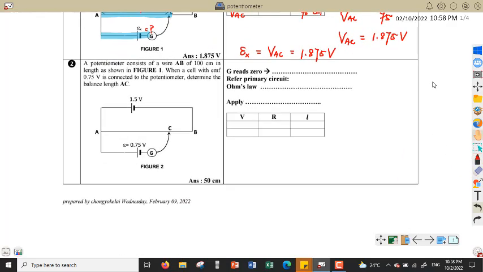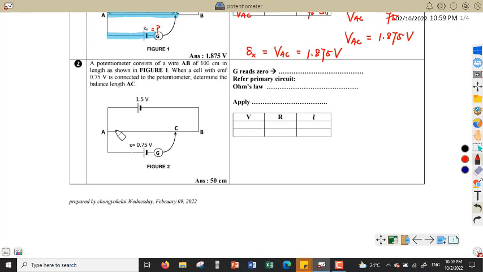Okay, we move on to the second question. You are still given a potentiometer consisting of a wire AB of length 100 cm. Then the question tells us when we connect a cell of 0.75 volt to the potentiometer, we want to determine the balance length LAC. Again, we understand that when our G reaches 0, the EMF of the battery will equal the voltage across the balance length AC.